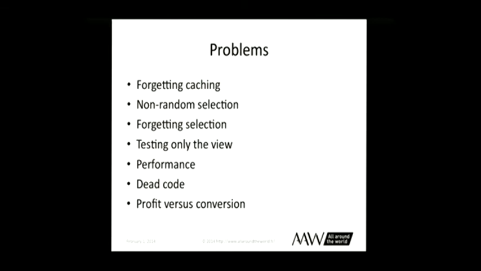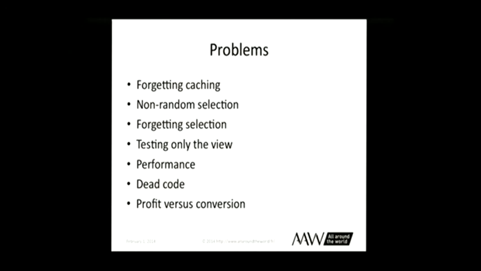Non-random selection. Oh, we're going to put new users in one group and returning users in another group, or men in one group, women in another group. No, that's not statistically valid. You need to randomly assign people to the different groups. What you can do beforehand is choose whether or not they're eligible for an experiment, but once you've decided whether or not they're eligible, randomly assign them to one of the groups. Forgetting the selection: if the first time they come to your site, they see the blue button, every time they come back, they need to see the blue button.